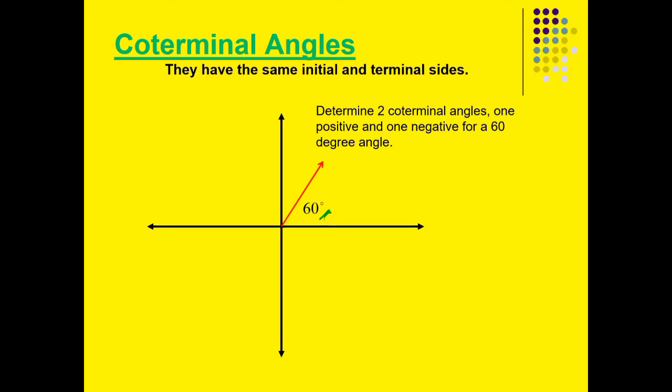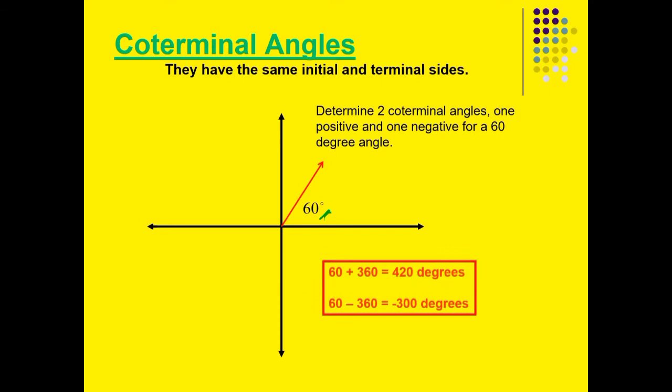So you have here 360 plus 60 is equal to 420 degrees, because we have here the initial side, terminal side, and then this is the reference angle or the starting angle, the base angle that we have.